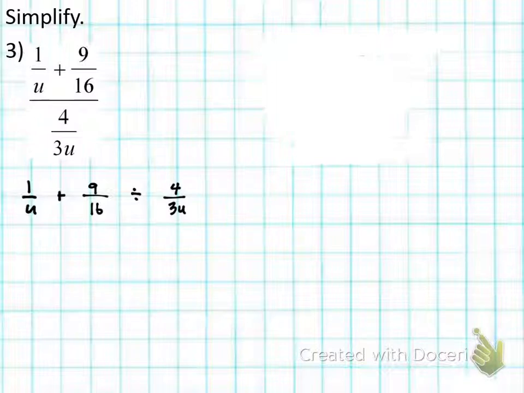Looking at this first denominator, what's missing here that should be here for a common denominator? 16. Good. So let's multiply this denominator by 16 and the numerator by 16. Looking at the second denominator, what's missing here? U.